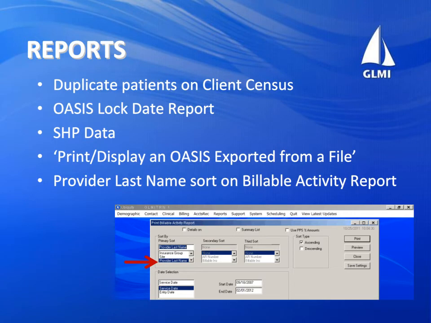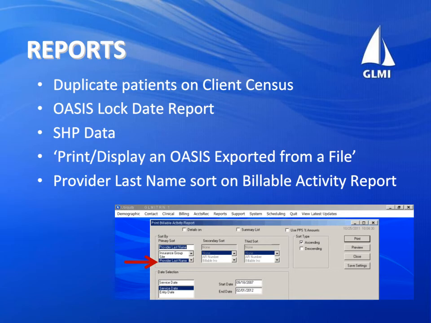Again, with more report enhancements, there was an issue with duplicate patients on the client census report. Some users are running into issues with that. As long as you are utilizing the medical record number sort option on the client census report, it will ensure that the client is counted only once and displayed only once for the selected period of time.